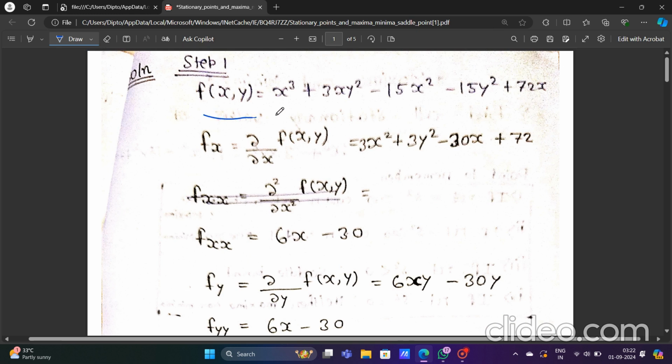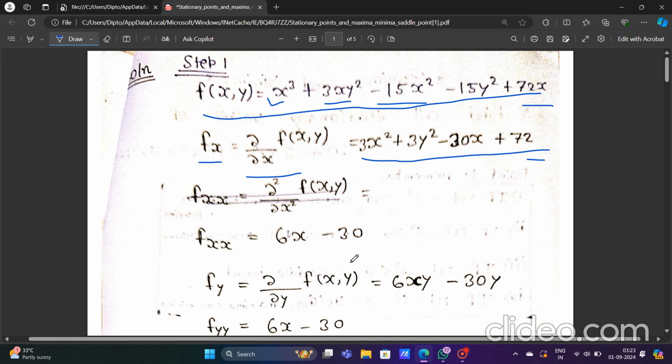So this is the function. At first we will find the derivative of the function with respect to x, and we will term it as fx. If we do the derivative, x cube will be converted to 3x square. For 3xy square, if we do the derivative, we will get 3y square only, since the derivative of x is 1. If we do the derivative of minus 15x square, we will get minus 30x, and the 15y square will not have any derivative because x is not present in the term. And the derivative of 72x gives the value of 72.